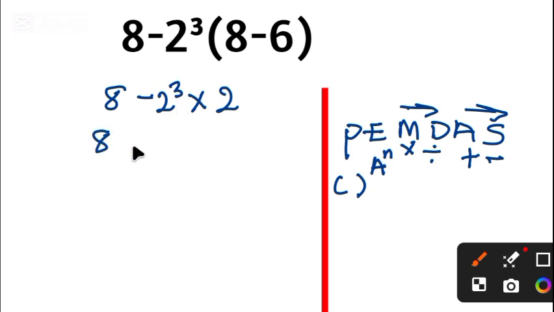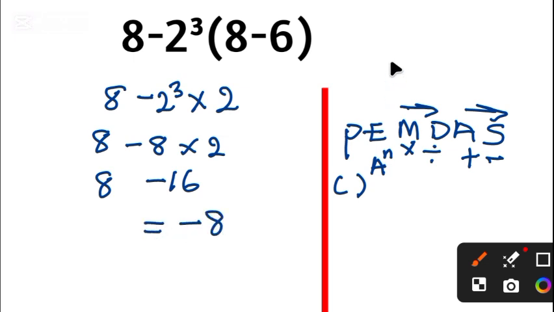So we have 8 minus this 8 times 2. According to PEMDAS here, don't forget, we are going to be doing the multiplication and division before addition and subtraction. So in this case, we have multiplication here. So we'll do the multiplication. Minus 8 times 2 will give us minus 16. And we have 8 here. 8 minus 16 is equal to negative 8. And the correct answer to this equation is negative 8.